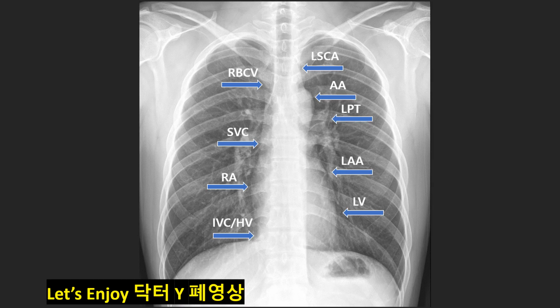Let's make it clear again about the mediastinal margin. On the left side from above: left subclavian artery, aortic arch, left pulmonary trunk, left atrial appendage, left ventricle. Right side from above: right brachiocephalic vein, superior vena cava, right atrium, inferior vena cava or hepatic vein.